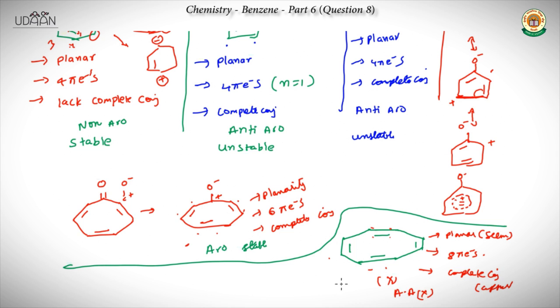In reality, it is a non-aromatic compound, because this 8-membered ring will not exist in this form, and it is observed that it exists in a tub shape like this one. So there is no planarity and no complete conjugation, and so it is a non-aromatic compound and it is stable at room temperature. Now let's move to the next question.